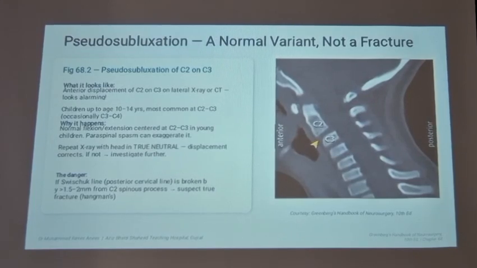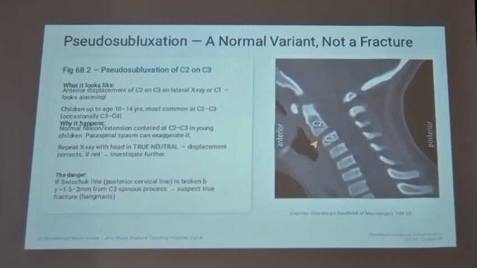Children up to the age of 10 to 14 years, most common at C2, C3, occasionally C3, C4. Basically, in that age group, this is the articulation or the flexion lever for those children. So that's why we feel that there is a subluxation, and at that point normal flexion extension is centered at C2, C3 in young children. Paraspinal spasm can exaggerate it. Repeat X-ray with head in true neutral, displacement corrects, and if not, investigate further.